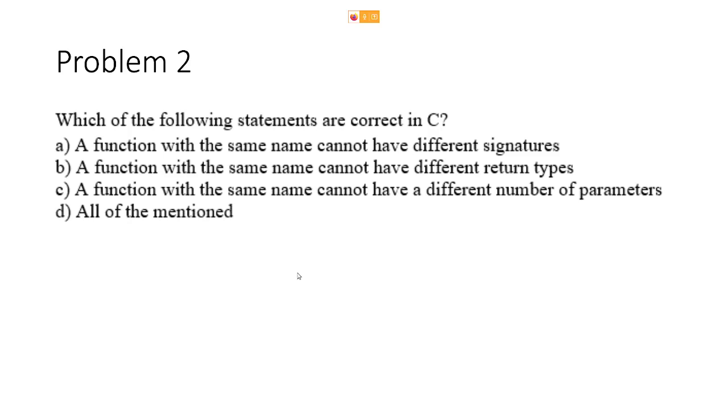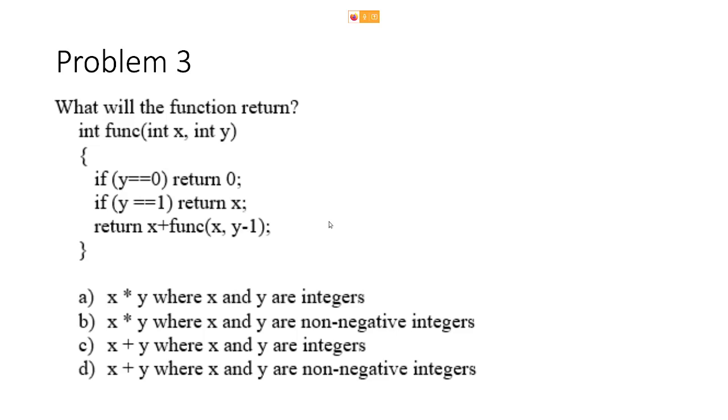If you read C++ later sometime, you will see that C++ allows you to declare functions with the same name and different parameters, which is called function overloading there, but it is not allowed in C. Okay, moving to problem number 3. Here you're asked what the function will return. You are not given what exactly the values of x and y are.